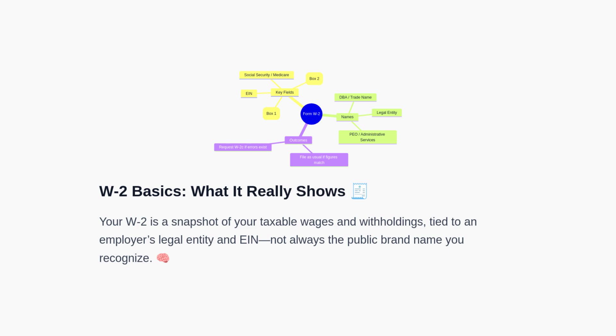To begin, let's clarify what a Form W-2 actually represents. The W-2 is a tax document that reports your taxable wages and withholding amounts for the year. It is linked to a specific legal entity identified by an Employer Identification Number, or EIN. Importantly, the legal entity name on your W-2 may differ from the brand or trade name you see on signs, pay stubs, or websites. This difference can result from corporate structures, administrative arrangements, or payroll outsourcing. With that context in place, we can better understand why names sometimes don't match your expectations.